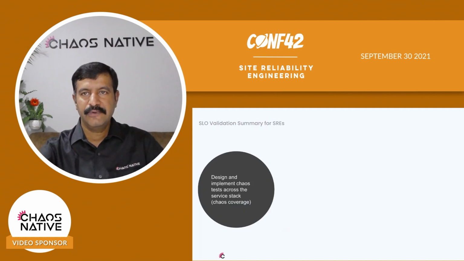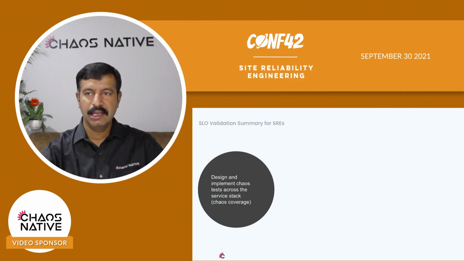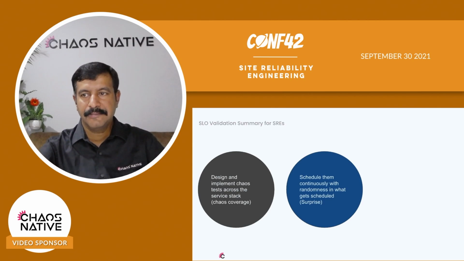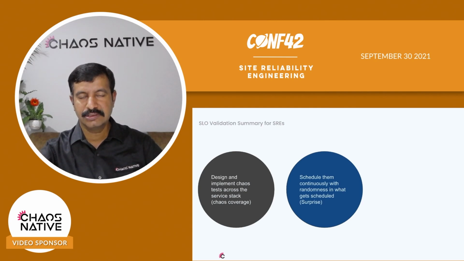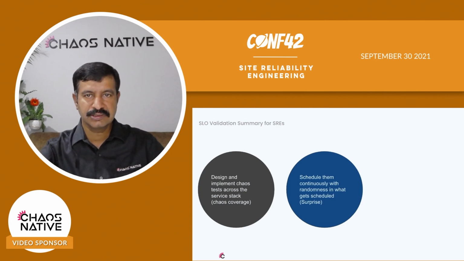So the summary for SREs here, as far as the SLO validation is concerned, take a look at the chaos coverage across your service stack and try to design and implement chaos tests across the service stack, and try to schedule them with a surprise, right? So you have to continuously do them with some randomness on what gets scheduled. You've got tens or hundreds of chaos scenarios. You don't know what is going to get scheduled, so that's the surprise. But definitely something is going to get scheduled.